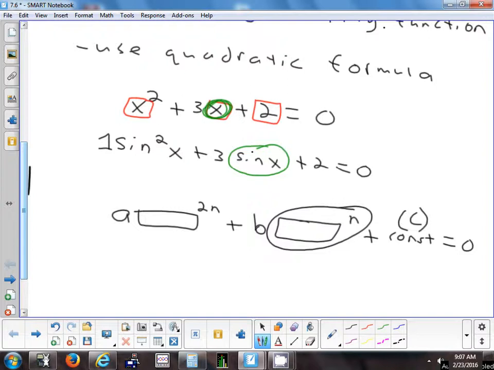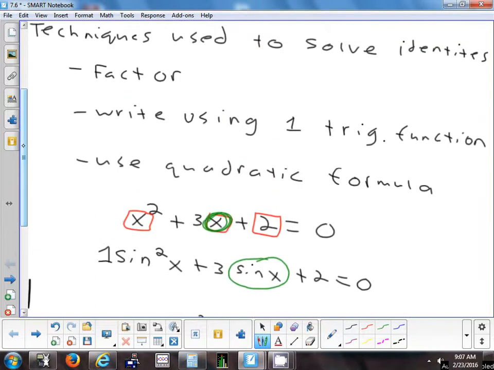We're not always going to have to use the quadratic formula. We might be able to factor, and then we can avoid it. But if we can't factor, then we'll use the quadratic formula.